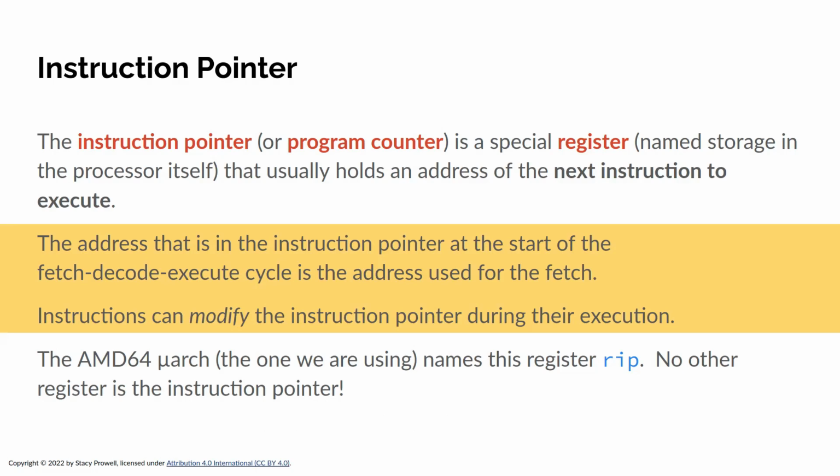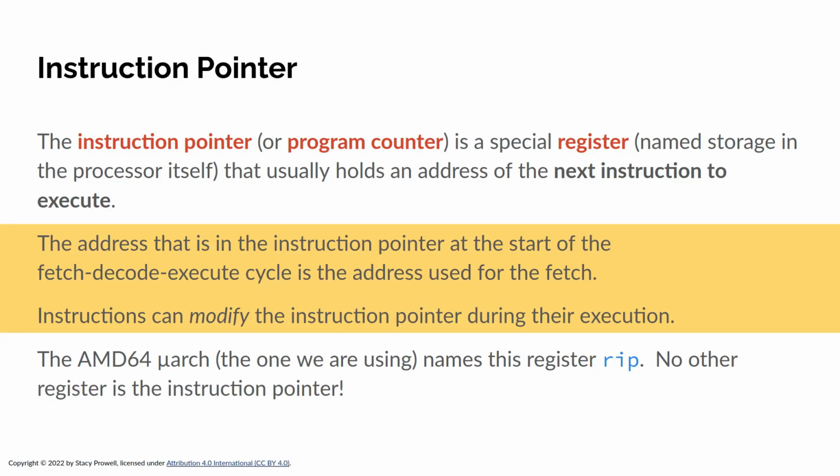It's always a good idea to overload acronyms with multiple meanings. So the program counter is a special register. A register is named storage in the processor that holds the address of the next instruction to execute. The address in the instruction pointer at the start of the fetch, decode, execute cycle is the address used for the fetch.